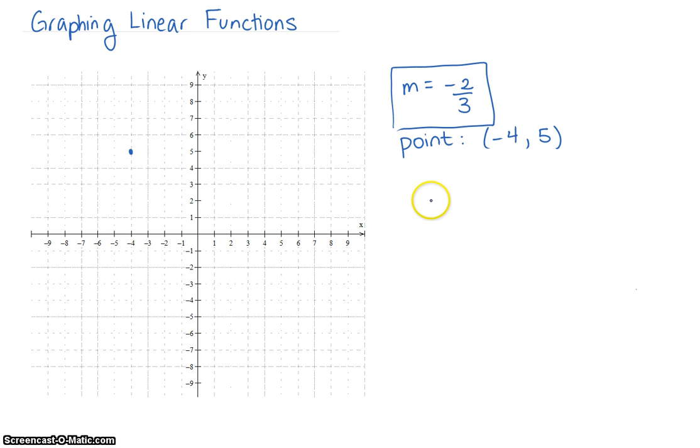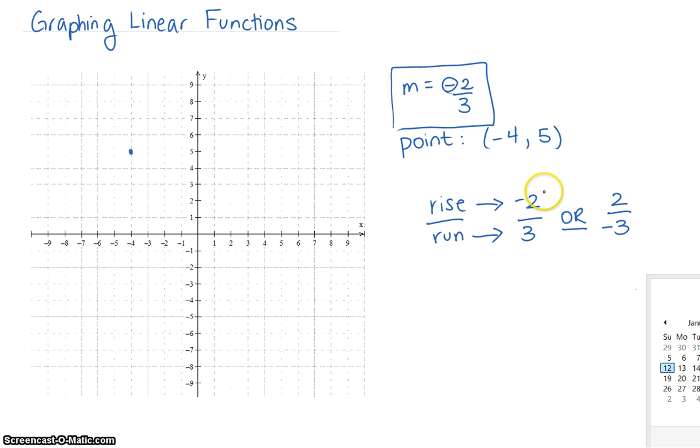Well, m is your rise over your run, your change in your y's over your change in your x's. So the change in your y value is -2, and the change in your x is +3. Or you can have it as your rise is +2 and your run is -3. So there's 2 ways of looking at it when you have a fraction that is negative. Either your numerator can be the negative or the denominator can be the negative.